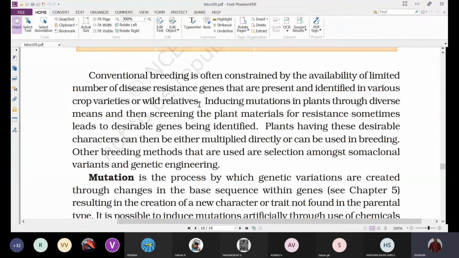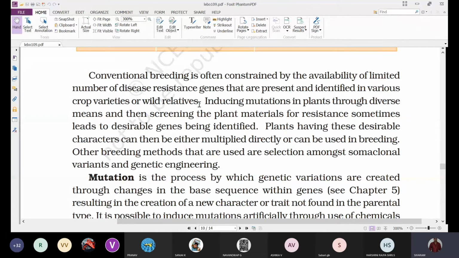Okay, for the disease resistance, whatever the character we are looking for, we have to check and identify whether that character has been developed in that plant material or not. Whether the desirable genes have been induced in that plant or not. Plants having these desirable characters can then be applied directly or can be used in breeding. Either the plant material is obtained with the mutation with the desirable characters.